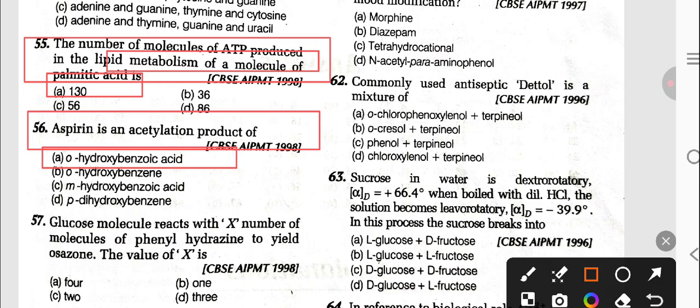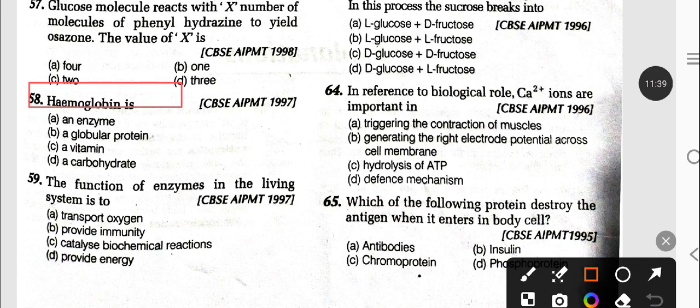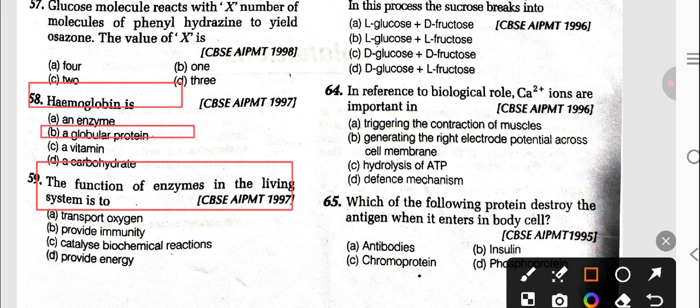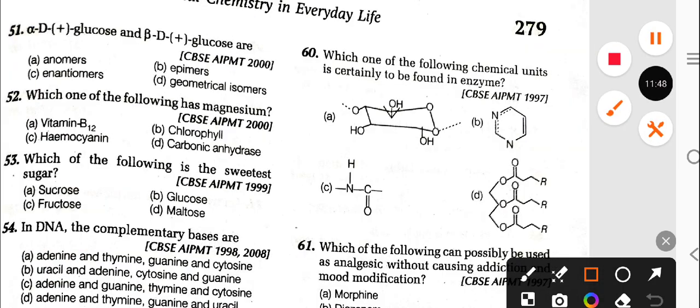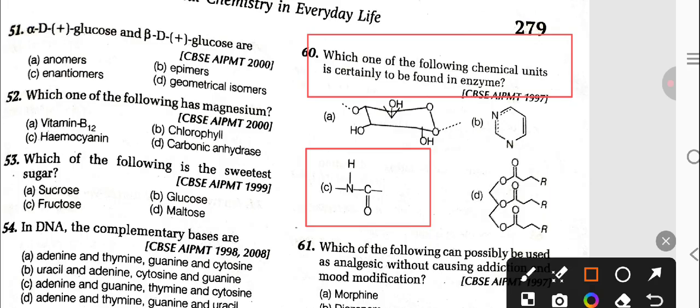Glucose molecule reacts with X number of molecules of phenylhydrazine to yield osazone. The value of X is 3. Hemoglobin is a globular protein. The function of enzymes in the living system is to catalyze the biochemical reaction. Which one of the following chemical units is certainly to be found in the enzyme? So enzymes are made up of protein, so it is the peptide bond or linkage.